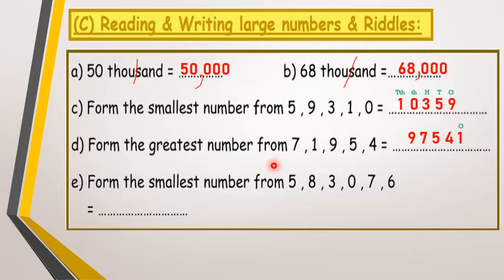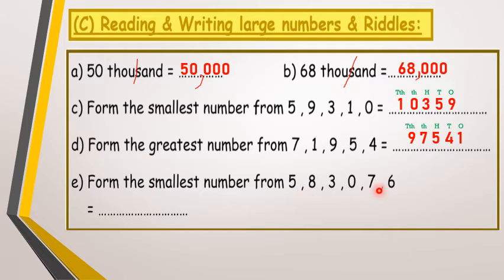Now we'll put the place values to read the number. So the number will be 97,541. I want to form here the smallest number from these digits. As I know, I will start with the smallest digit and put it in the greatest place value. But as you can see here, the smallest digit is 0, and I can't put 0 in the greatest place value because it won't have a value. So I will start with the smallest digit right after 0.